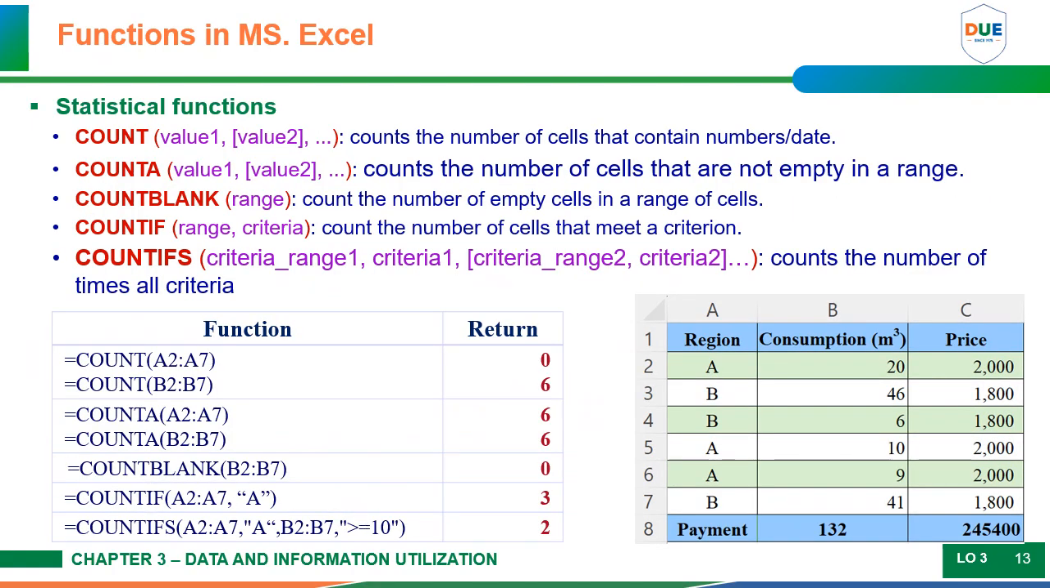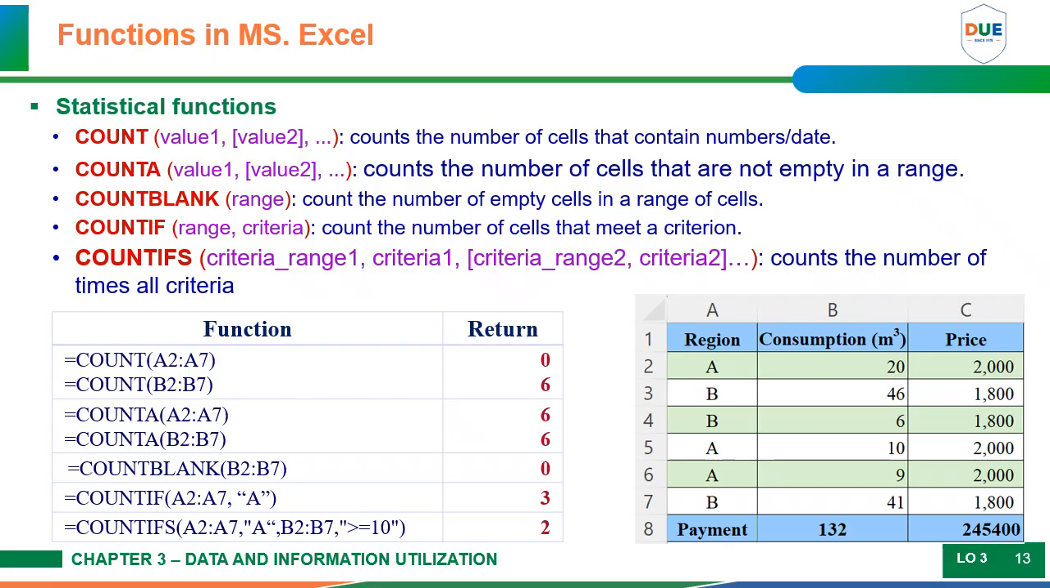Statistical functions for counting values are similar to those for average values. COUNT counts the number of cells containing numeric or date values. COUNTA counts the number of non-empty cells. COUNTBLANK counts the number of empty cells. COUNTIF counts the number of cells that meet a single condition. COUNTIFS counts the number of cells that meet multiple conditions.